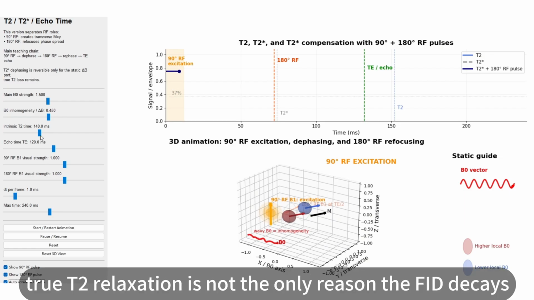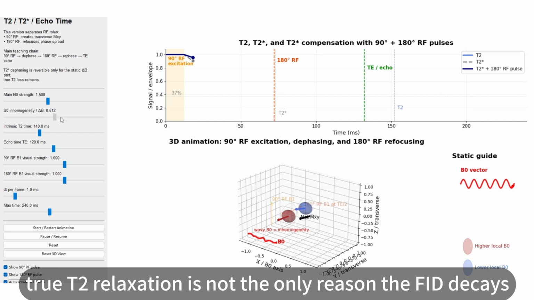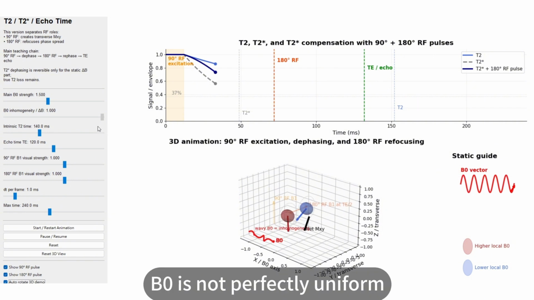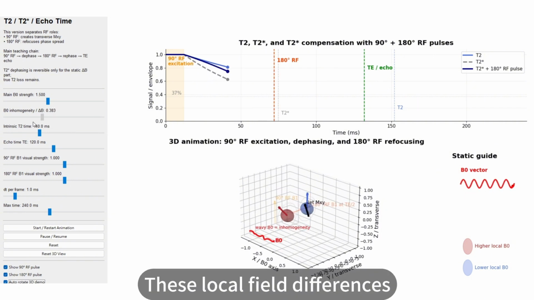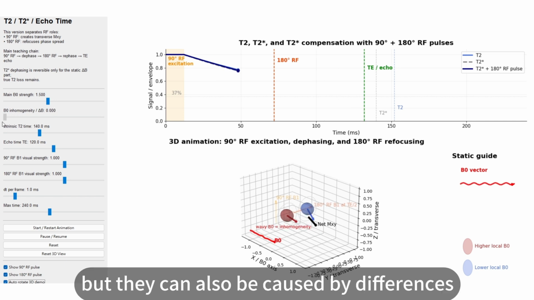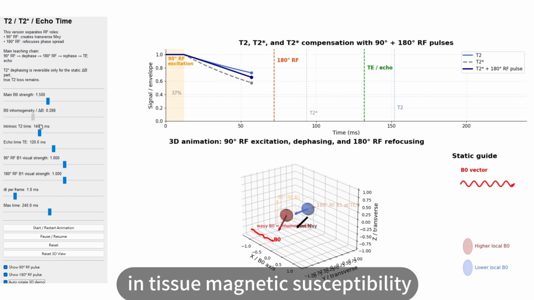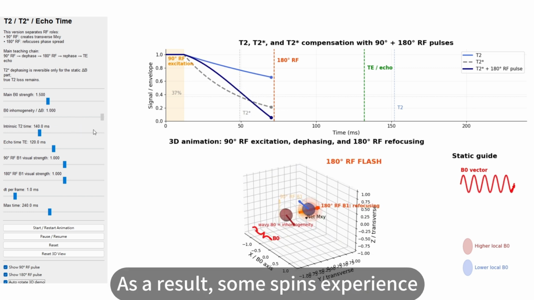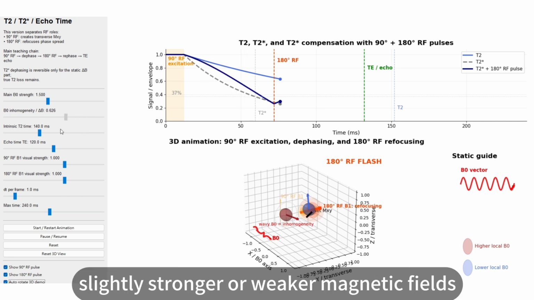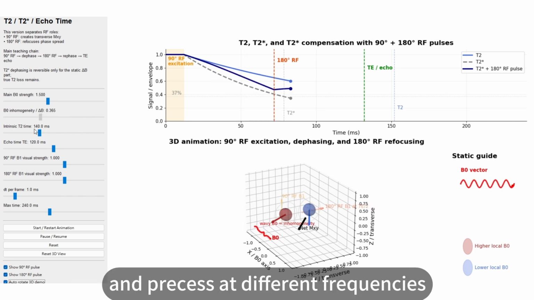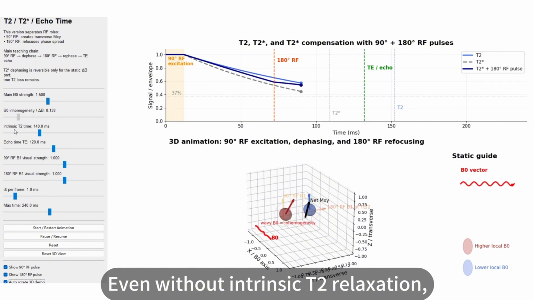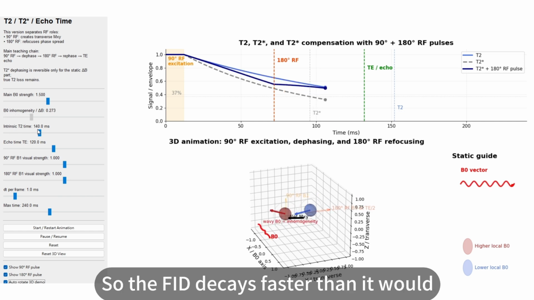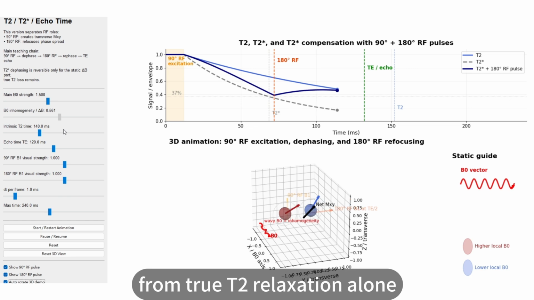However, true T2 relaxation is not the only reason the FID decays. The second cause is magnetic field inhomogeneity. In a real MRI scan, B0 is not perfectly uniform. This local field difference may come from the scanner itself, but it can also be caused by differences in tissue magnetic susceptibility, especially near air, bone, and metal. As a result, some spins experience slightly stronger or weaker magnetic fields and precess at different frequencies. Even without intrinsic T2 relaxation, this frequency difference would still cause the spins to spread out of phase. So the FID decays faster than it would from T2 relaxation alone.